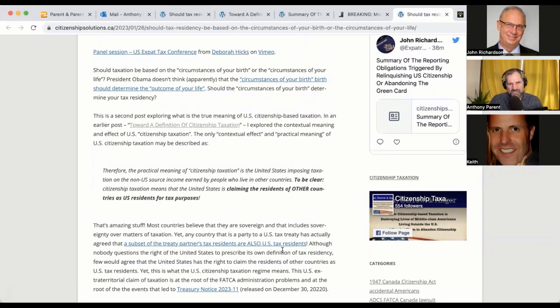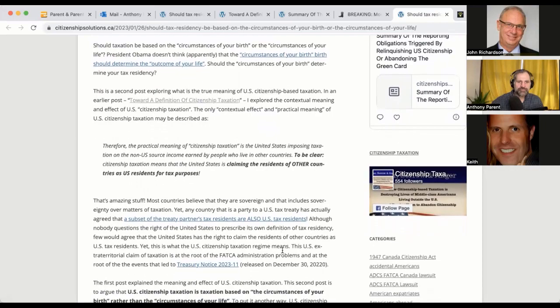What the U.S. calls citizenship-based taxation is actually defining your tax residency based almost exclusively, naturalized citizens excepted, on the circumstances of your birth. Because you're born in the United States, that clearly makes you a citizen. It's your circumstances of birth. Or you're born outside the U.S. to a U.S. citizen parent or parents. Again, that's circumstances of birth. And these are things that give you citizenship.